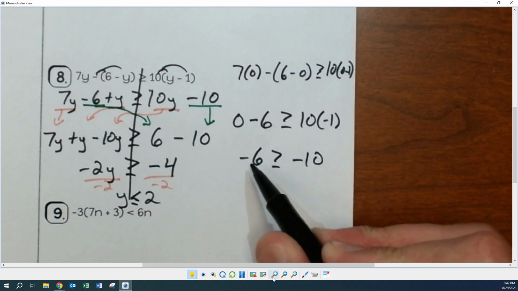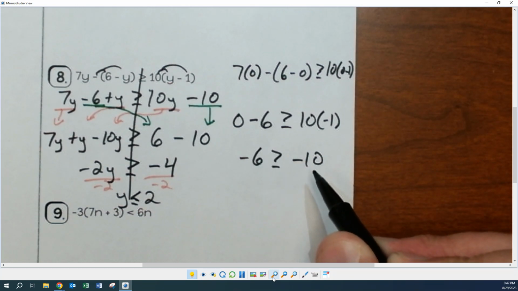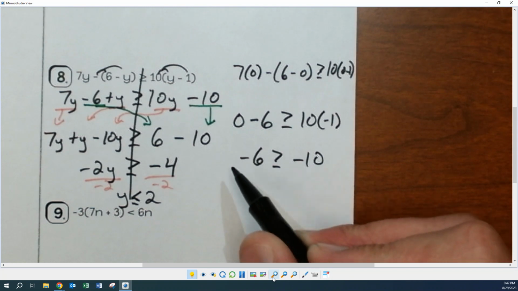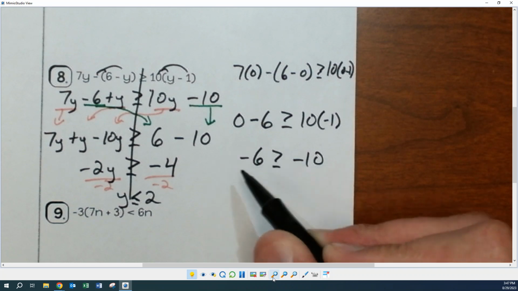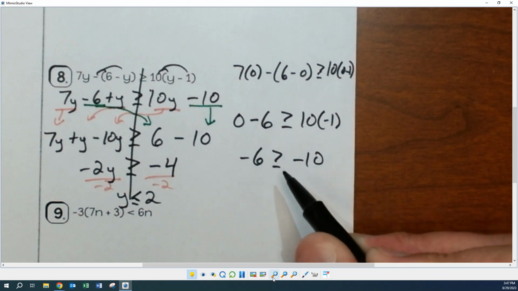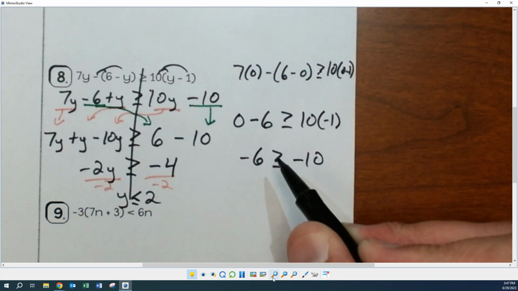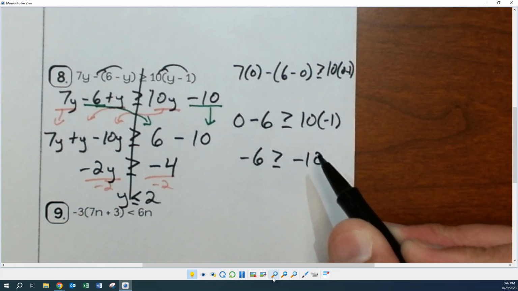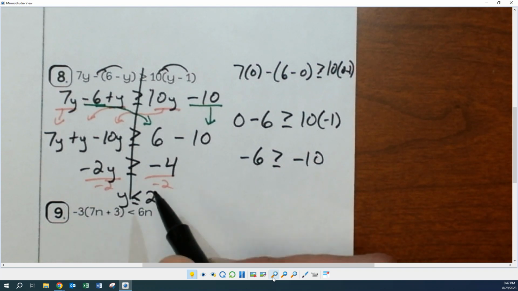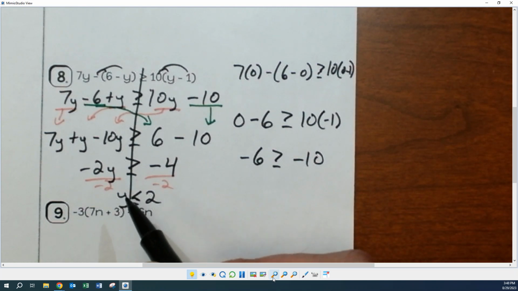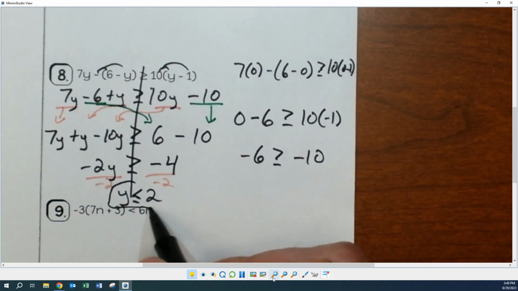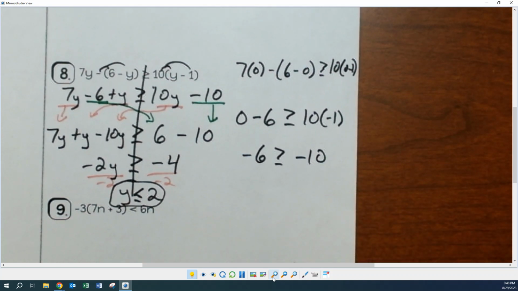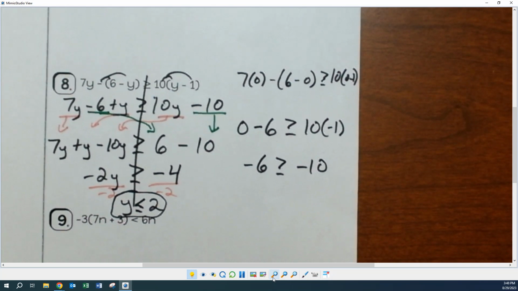So the question is, is negative 6 greater than or equal to negative 10? Yes. It's kind of weird to think about, but a 6-foot hole is not as deep as a 10-foot hole. Or you would rather owe someone $6 than owe them $10. So negative 6 is greater than negative 10. And if I didn't flip my sign, I would be saying numbers that are greater than or equal to 2 work. 0 works, so this is correct. Again, you do not have to use this method. I just want to give you options.